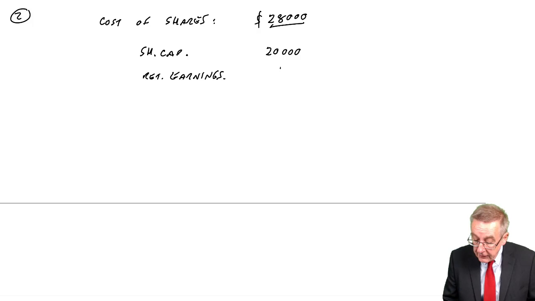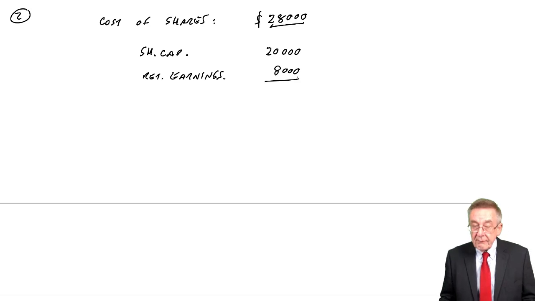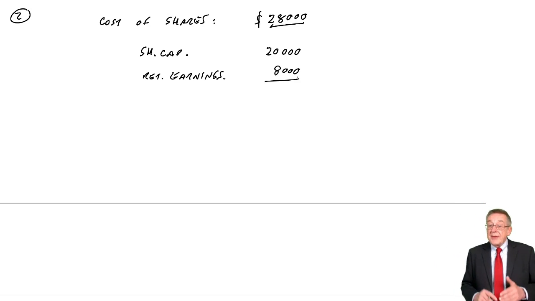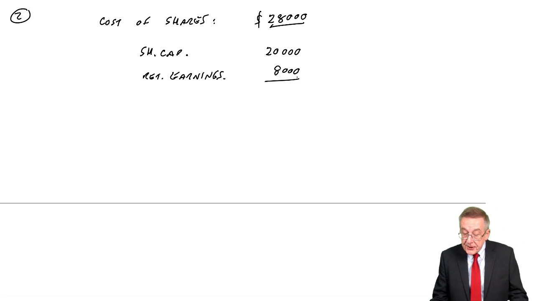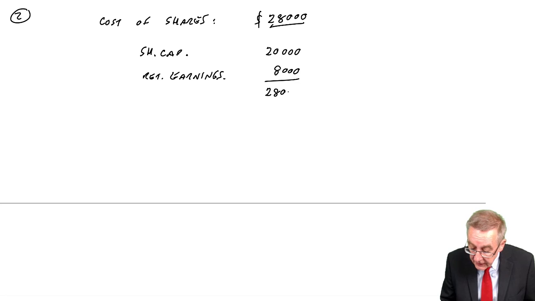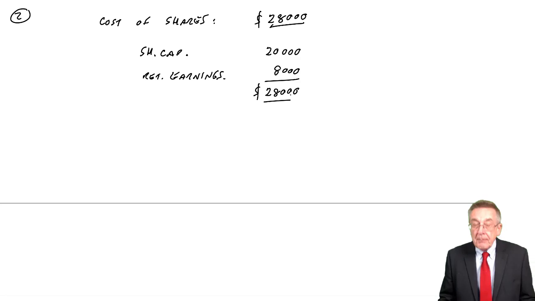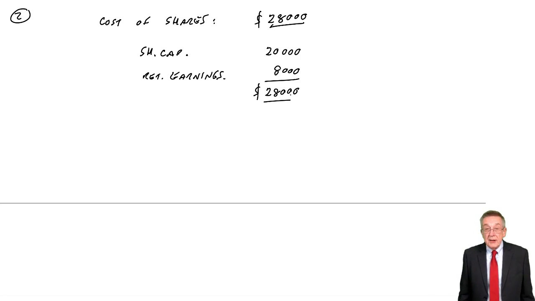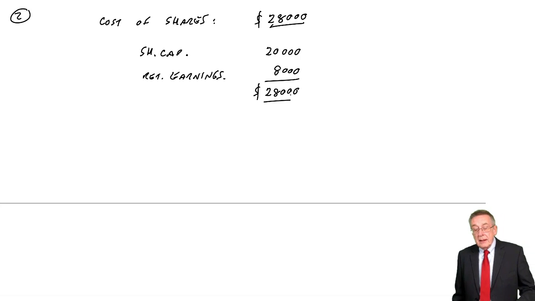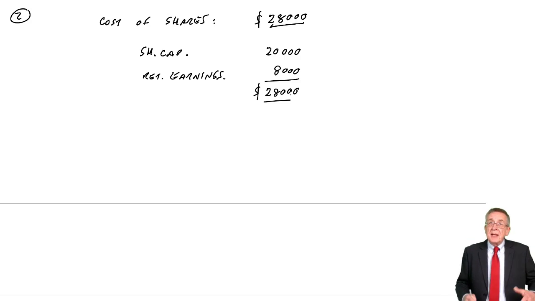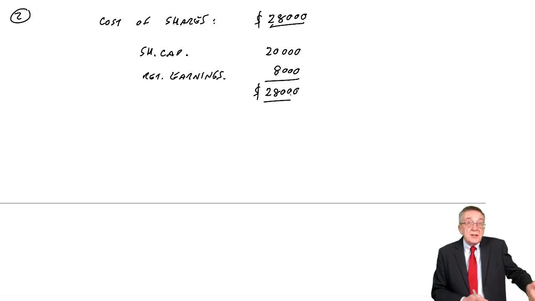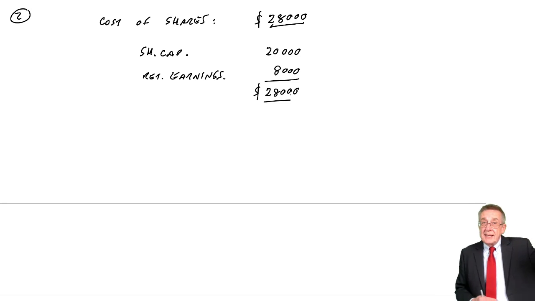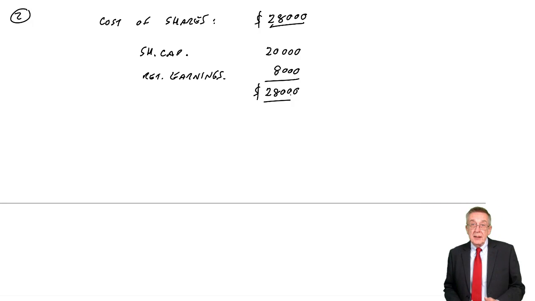Top line, it says 8,000. And so at the date P bought the shares, S was worth 28,000. The share capital plus the retained earnings. S must have been worth 28 because, of course, the share capital plus retained earnings is always going to be equal to the net assets, total assets minus total liabilities.